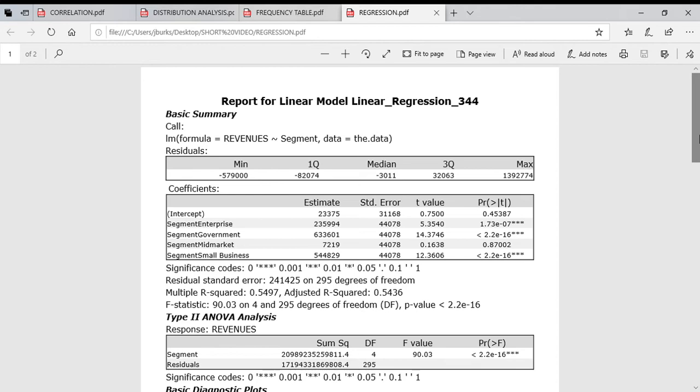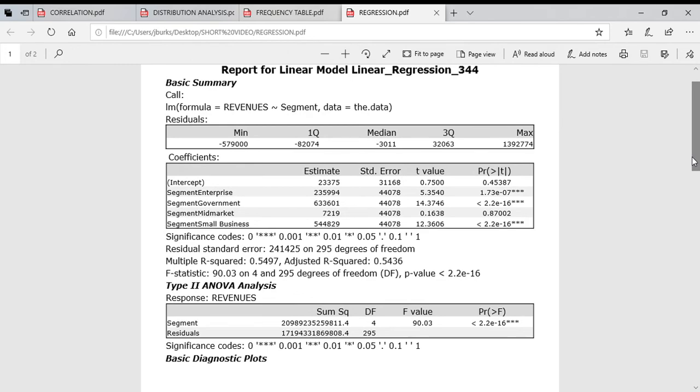So I looked at the segment to see if I can predict revenues based on the segment. And what this report does, it shows you the min, the first quartile, the median, the third quartile, and then the max of the revenues.